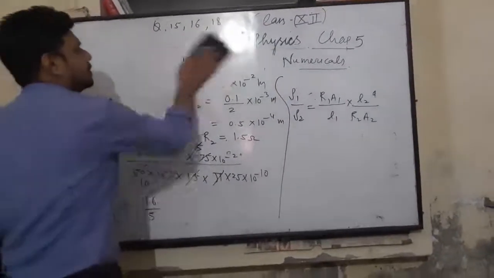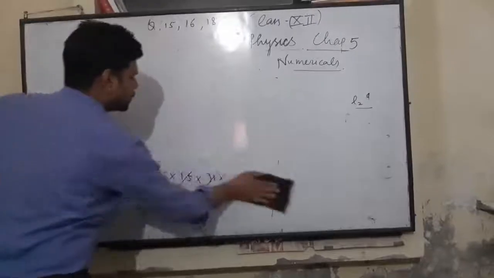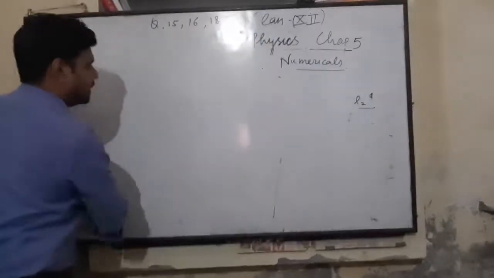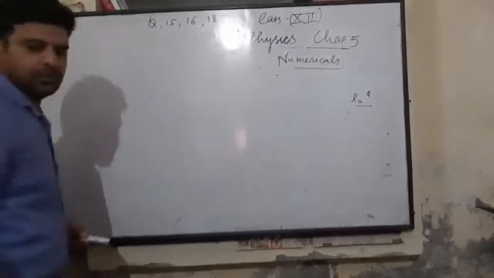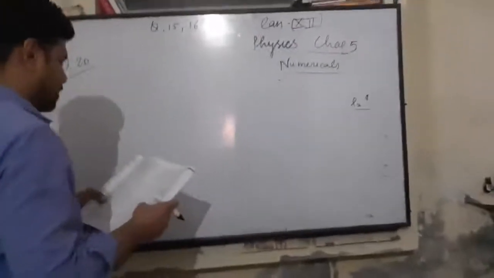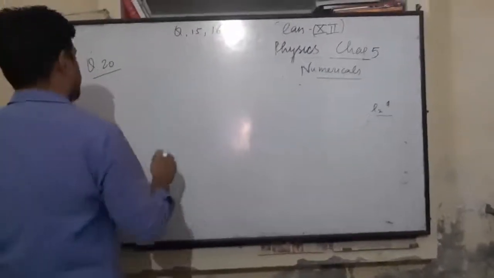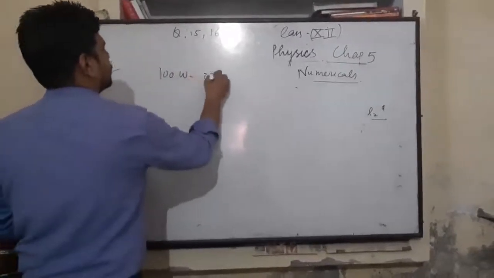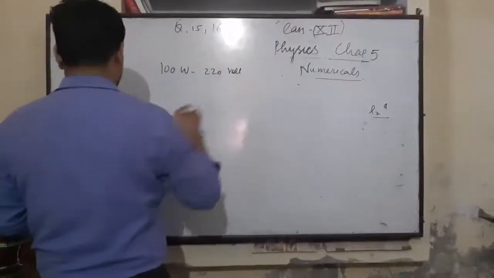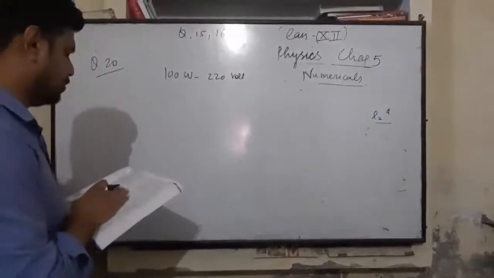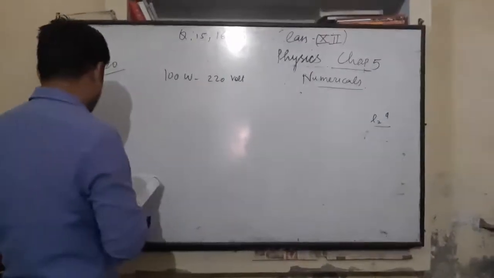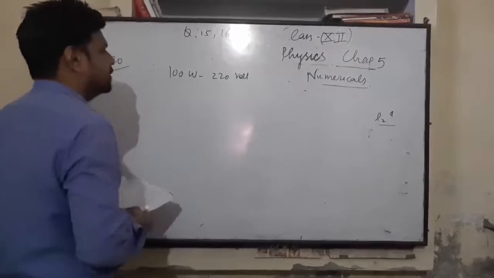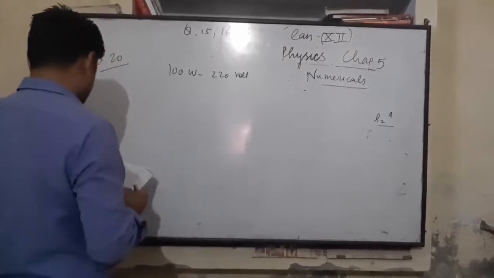Now we will do numericals related to power and electrical energy. From question number 20: a 100 watt, 220 volt bulb is connected to a 110 volt DC source. Calculate the power consumed by the bulb.